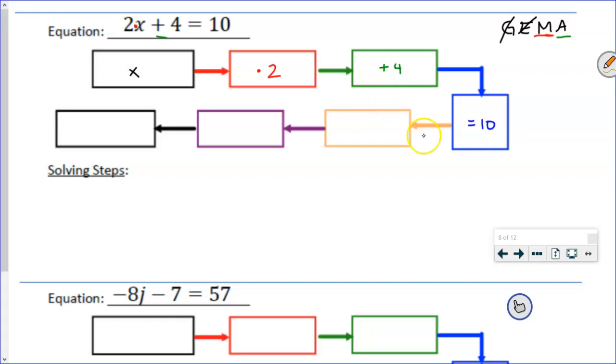So our job now is to figure out how to undo these things. I undo adding 4 by subtracting 4. And I'm going to undo multiplying by 2 by dividing by 2. This is how things were done to x. This is how things are undone to x. And when all those things are undone, I'm going to still have x. It's just now I'm going to know what the value of x is. So now it's time to show our work.